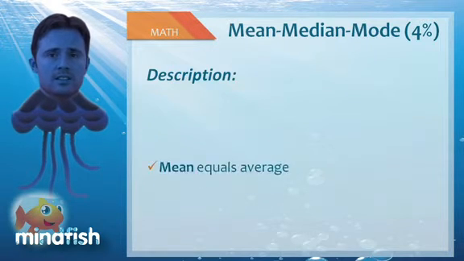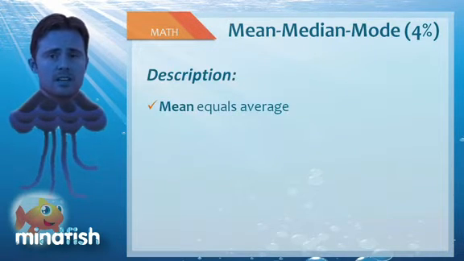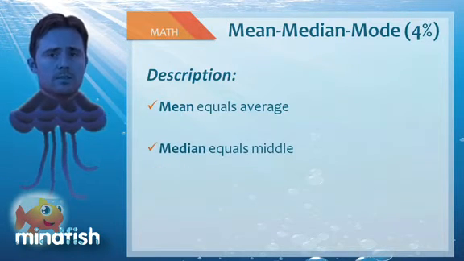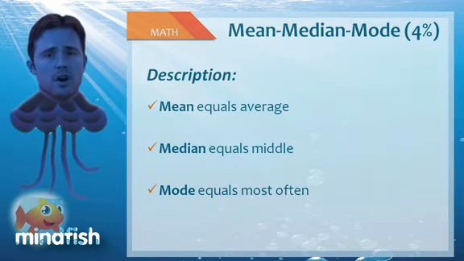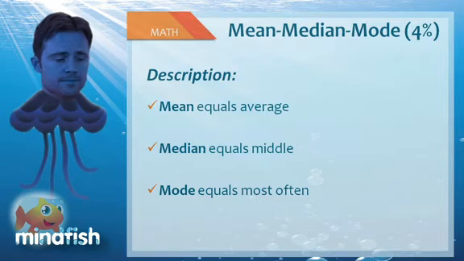So mean is just the same as average. Arithmetic mean means the average, which is the total of a set divided by how many members are in that set. Median, look at the D, represents the middle number in a set. And mode represents the most often. I tend to focus on the O for most often.